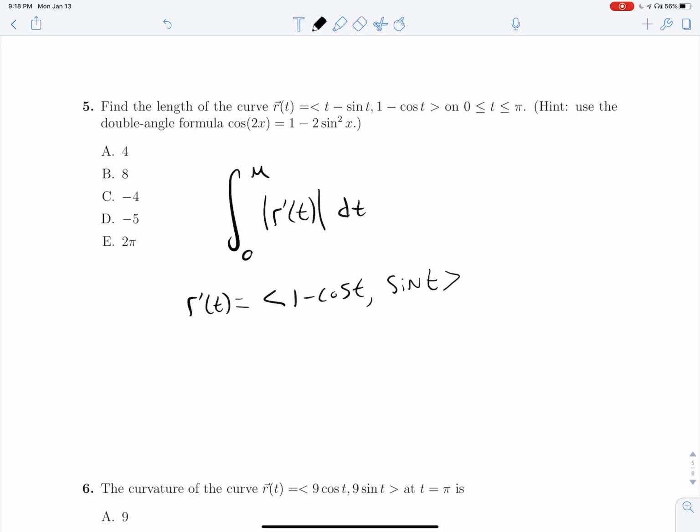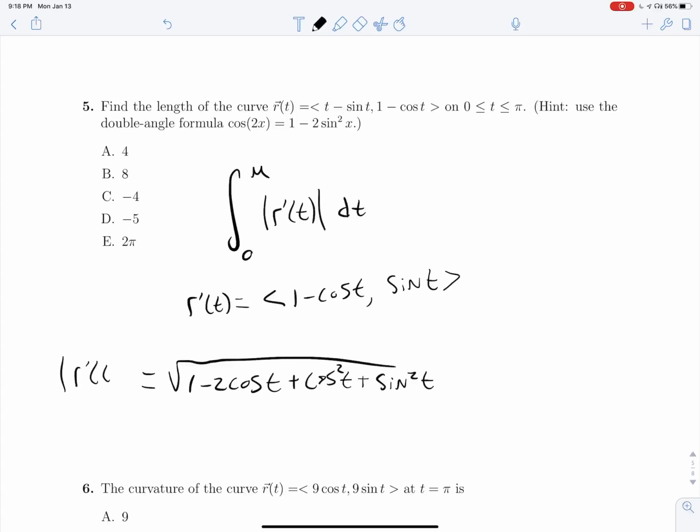sine t. And the magnitude of this is going to be the square root of 1 minus 2 cosine t plus cosine squared t plus sine squared t. And that's equal to the magnitude of r prime of t. Okay. Immediately we can see that we can replace this cosine squared and sine squared with a 1. I'll just bring that over here as a 2. Awesome. So it's coming back to me.